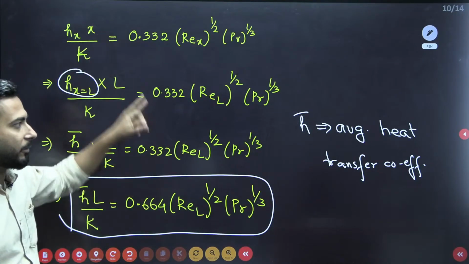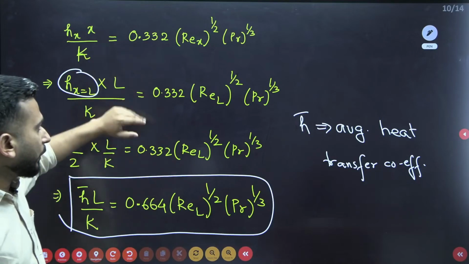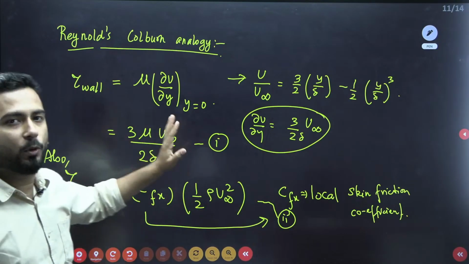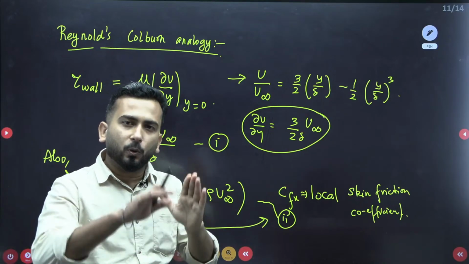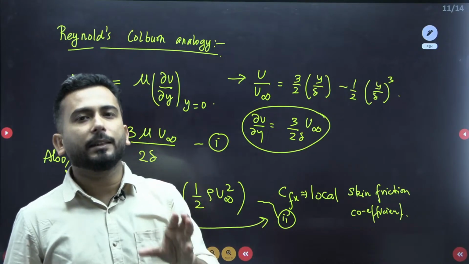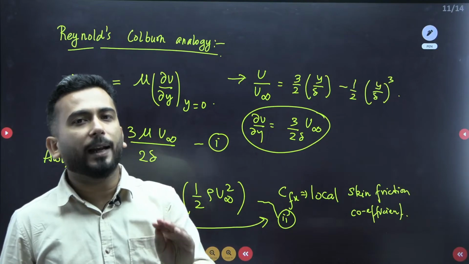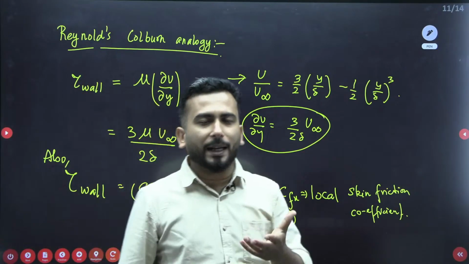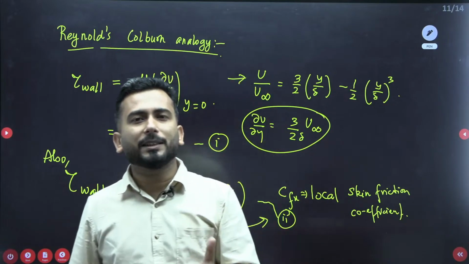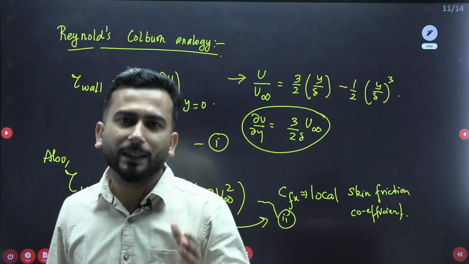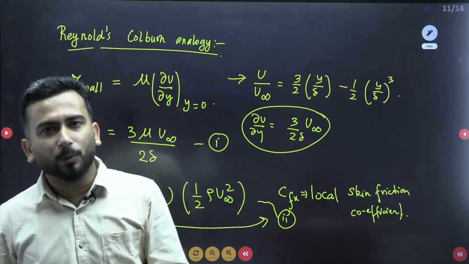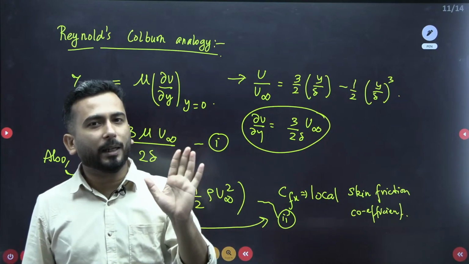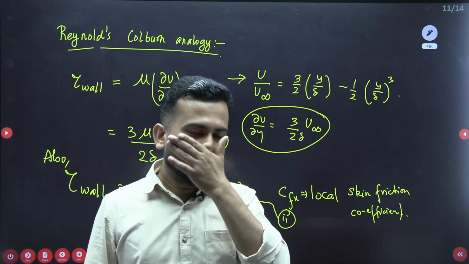This equation, this equation, this equation, this equation you need to memorize. And this I have told you, the Reynolds-Colburn analogy. So overall this much data is needed for your flat plate condition. From your fluid mechanics, you know that when Reynolds number is less than 2 into 10 to the power 5, it is laminar, and when it is turbulent, the Reynolds number is greater than 5 into 10 to the power 5. This from fluid mechanics, I am expecting you know.